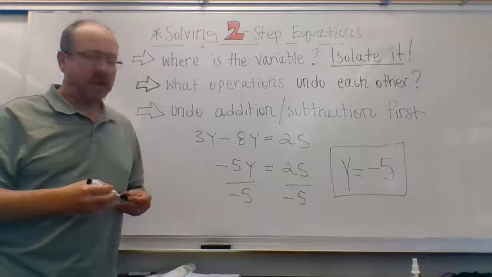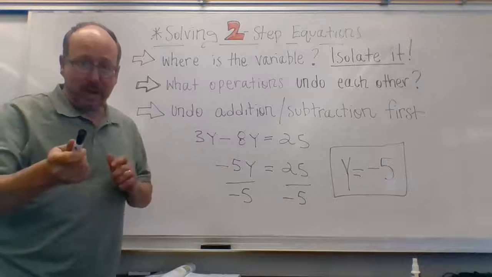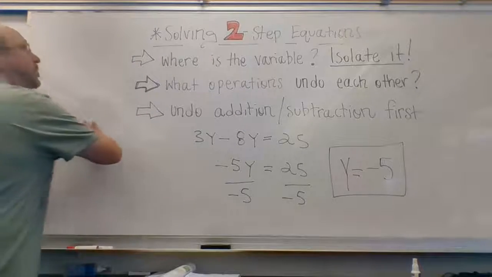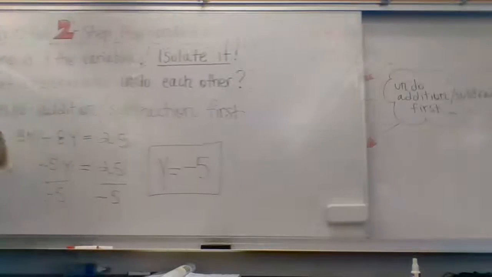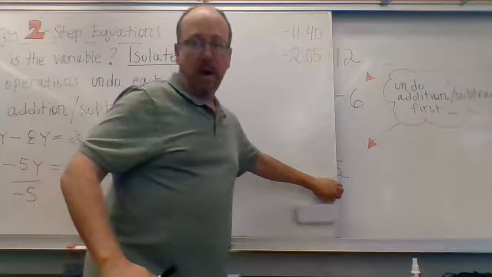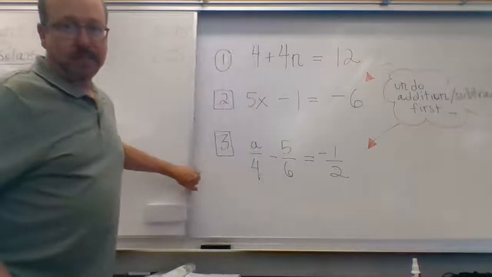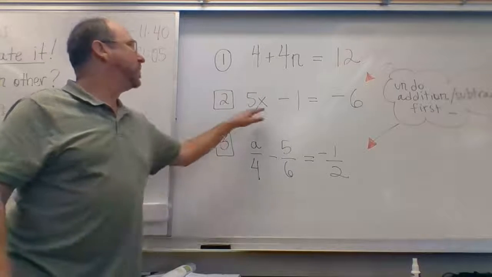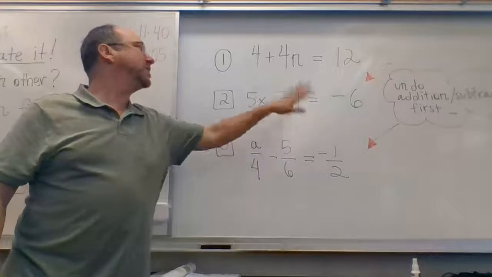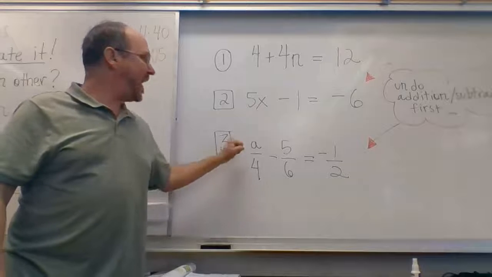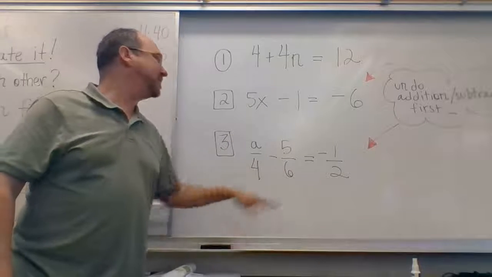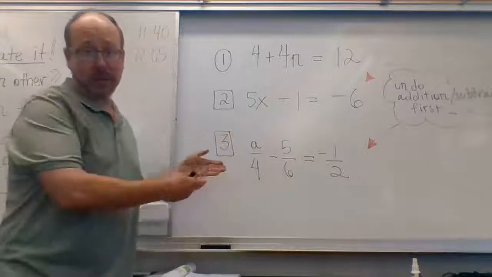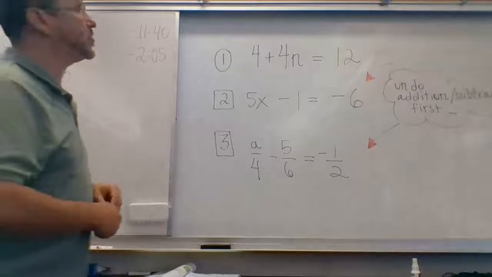And there we go. All right, you've got 3 problems to do in your journal. So you've got 4n is equal to 12. You've got 5x take away 1 is equal to a negative 6. And you've got a divided by 4 minus 5 is equal to a negative 1/2. A little trickier there, right, with the fractions and such.